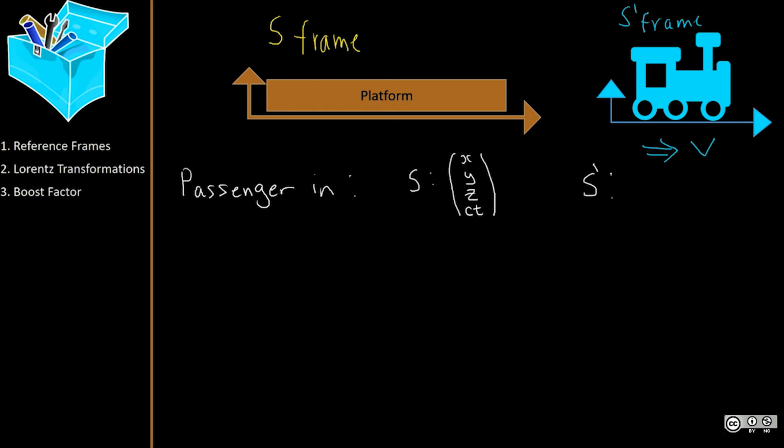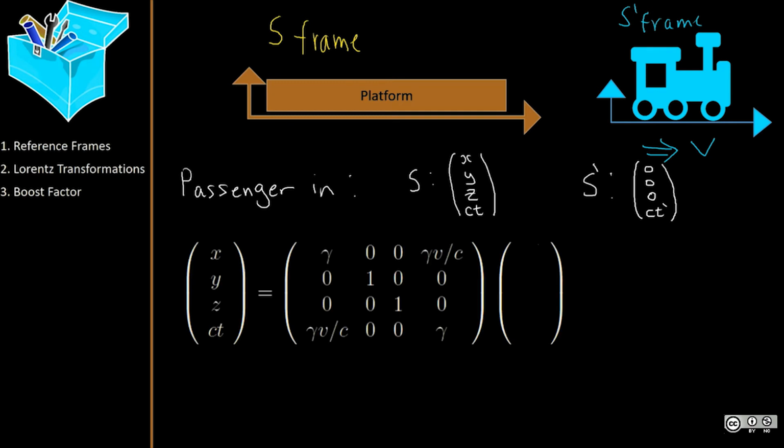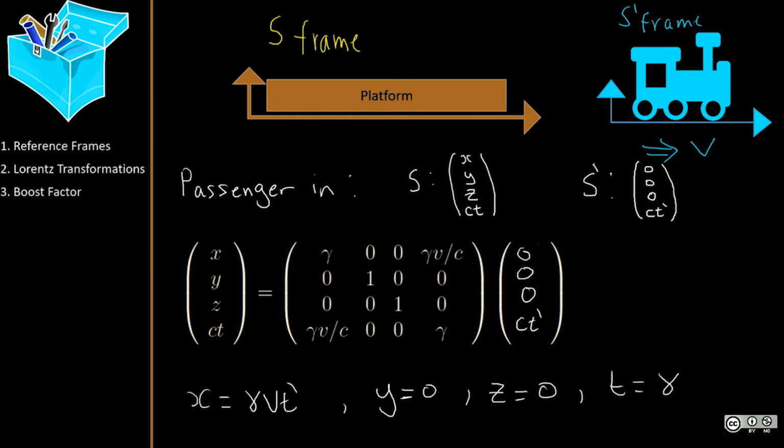Now, if we assess the situation in the passenger's frame of reference, his position coordinates are all 0, he's at the origin. We can use the Lorentz transformation to obtain the values of the passenger's position relative to the observer. The results obtained show that the boost factor is key. Looking at the time coordinates specifically, it's clear that for every unit of time that passes on the train, the corresponding length of time elapsed on the stationary platform will be that unit multiplied by gamma, the boost factor.